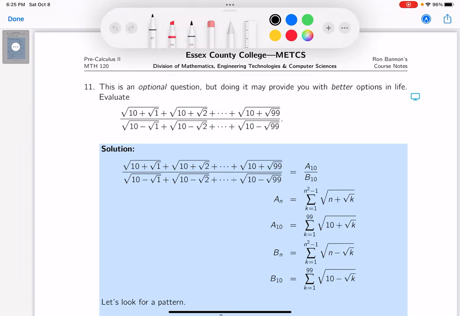Okay, it's an optional question. By taking the option, you'll get better options in life, though. It is a difficult question. I found it to be difficult myself. It's a sum problem. It's certainly going to involve summation notation, and there's a general pattern to it.